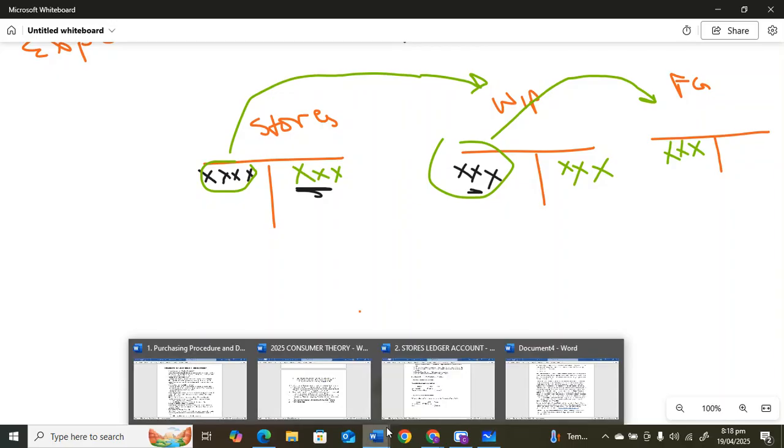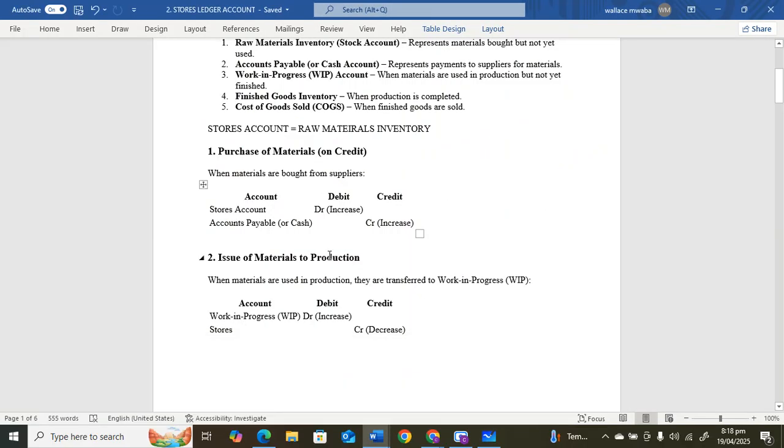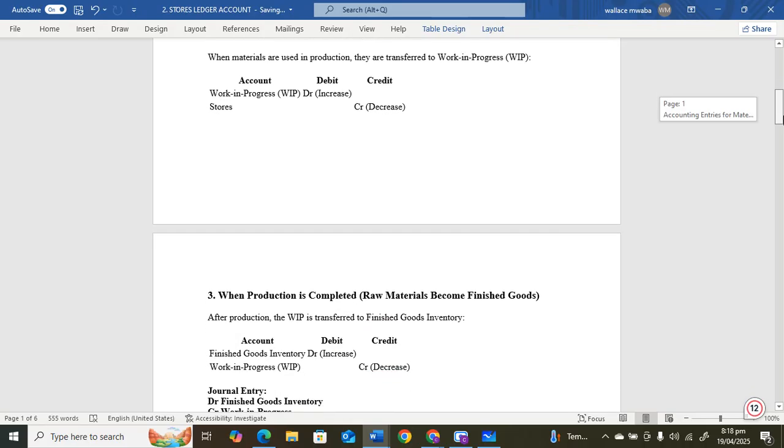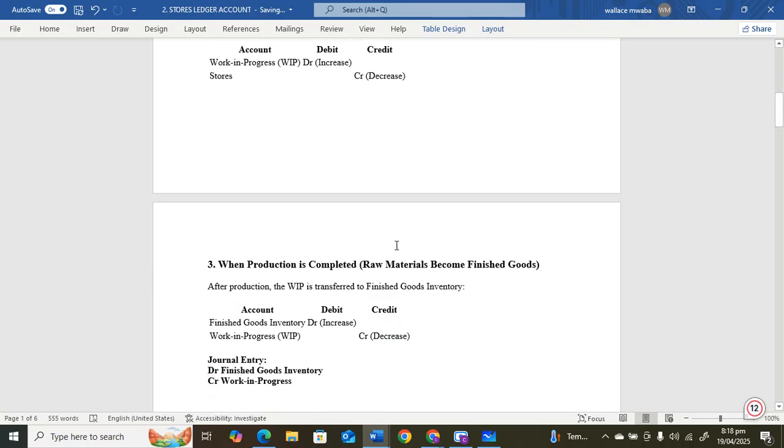So for stores, for issue of materials to production, that's what's happening here. And as you can see here, when production is completed, the materials are leaving the work in progress account. That's why we're crediting. And they're now going to finished goods. That's why you're debiting.